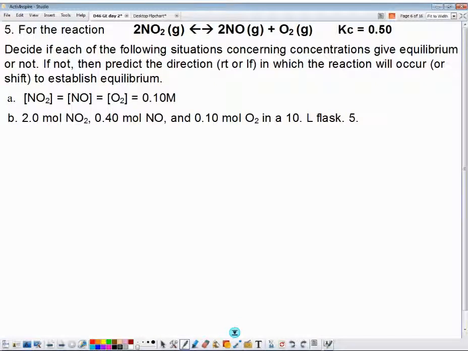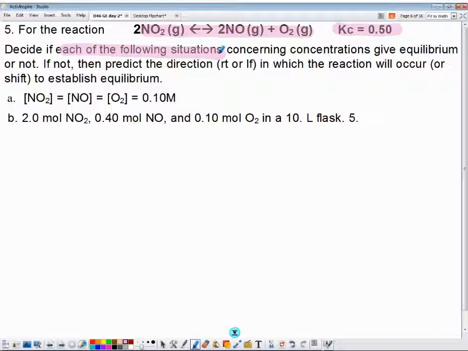All right, this question here, let's grab the highlighter. It says, for this reaction, here's my reaction, the Kc is given as 0.5. That definitely tells me some information, but we won't review that part yet. It says, decide if each of the following situations concerning concentrations give equilibrium or not.